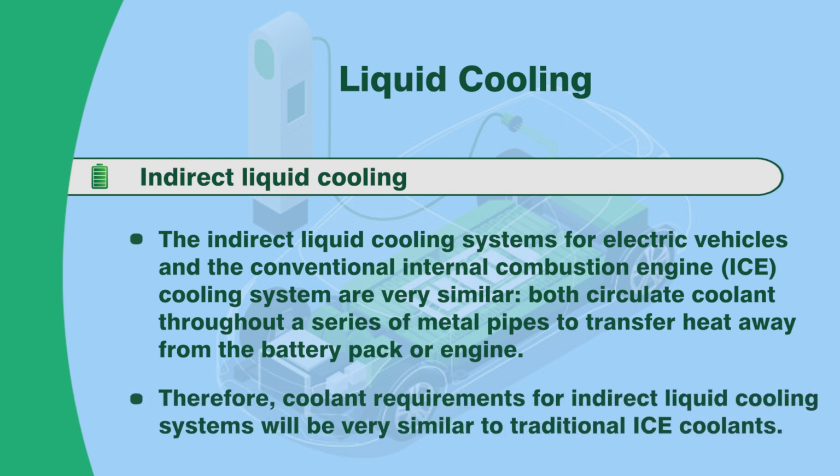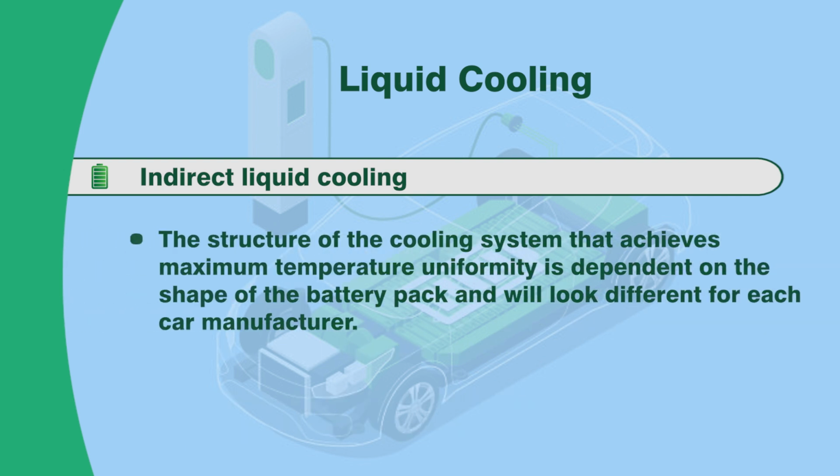Therefore, the coolant requirements for an indirect cooling system will be very similar to traditional ICE coolants. The structure of the cooling system that achieves maximum temperature uniformity depends on the shape of the battery pack and will look different for each car manufacturer. Whatever the car manufacturer is, how the battery has been placed and the shape of the battery pack will differ from car to car and manufacturer to manufacturer, and based on this shape, the cooling system will also differ. So, the temperature uniformity will also differ.